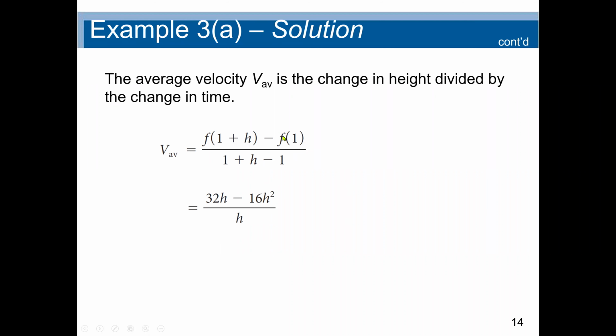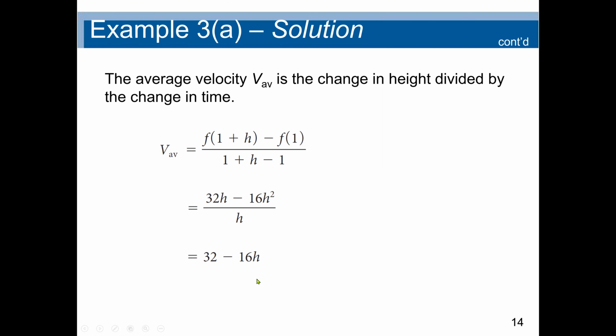And previously we did the numerator. This is the value we get from the numerator, the previous steps. So here we can cancel the h, because we see that h and h squared have h in common. So we can cancel the h out. So our final answer will be 32 minus 16h. This is the average rate of change.